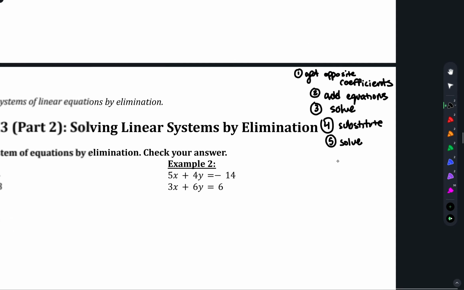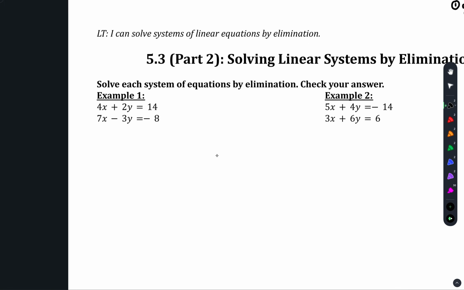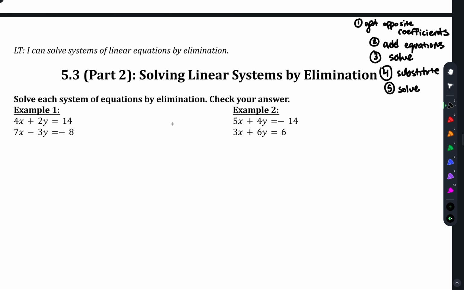Okay, fantastic. So, when I take a look at example 1, I'm looking at 4x plus 2y equals 14 and 7x minus 3y equals negative 8. Do I have opposite coefficients already? No. So I'm thinking, okay, I need to multiply an equation by something in order to get opposite coefficients. But when I look here, is there anything I can multiply 4 by to get 7? Is there anything I can multiply 2 by to get 3? No. So we're actually going to have to multiply both of our equations by something.